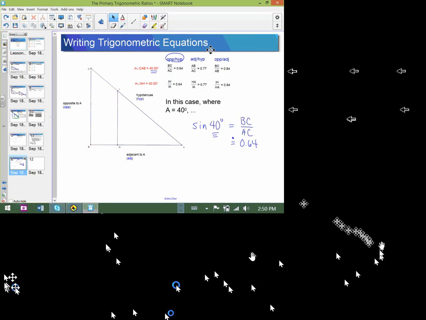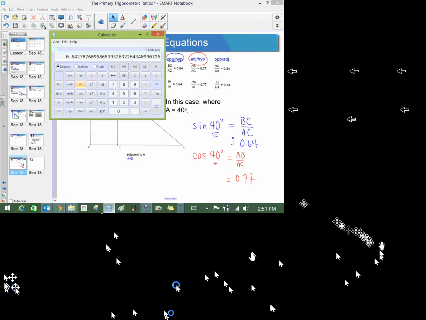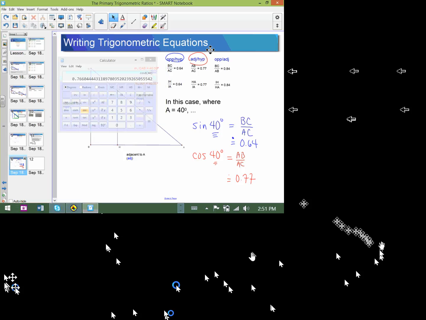Okay? Same thing applies for the other ratios. So for instance, this one here, the adjacent over the hypotenuse, that's the cosine ratio. So the cosine of all 40-degree right triangles, or triangles that contain a 40-degree angle, is going to be equal to approximately 0.77, because we take the ratio of two sides in this 40-degree triangle, and you end up with that ratio. Again, on the calculator, clear that out, 40 degrees, use the cosine key, 0.766, rounded to the nearest hundredth, 0.77.